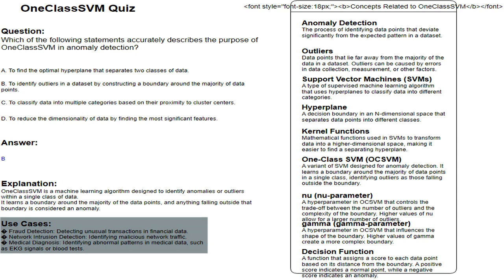A hyperplane is a decision boundary in an n-dimensional space that separates data points into different classes. The primary use case of hyperplanes is within support vector machines for classification.